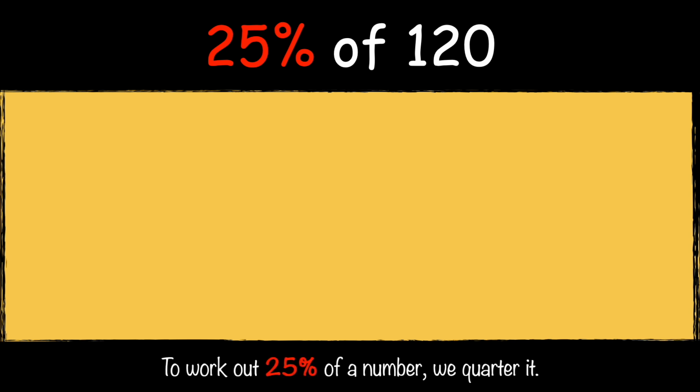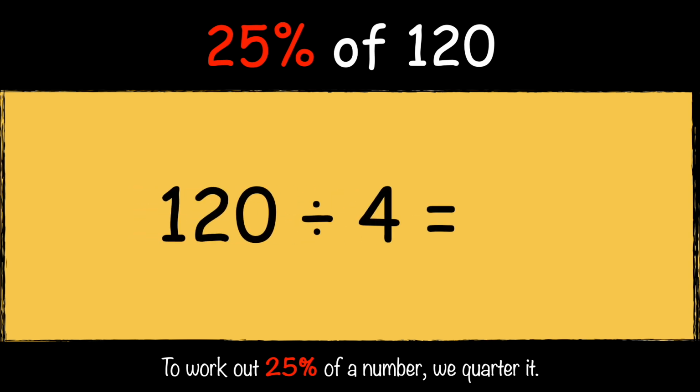Next, we'll look at 25% of 120. To find 25% of a number, we divide it by 4. 120 divided by 4 equals 30. Again, it's quick and simple, especially if you already know your times tables.